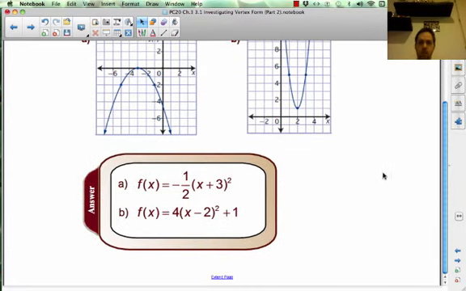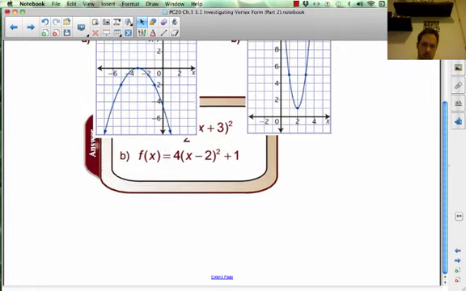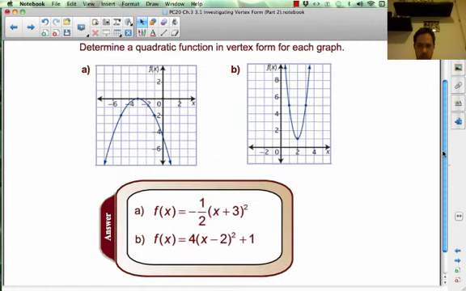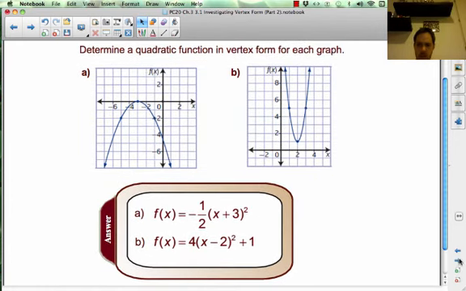All right, welcome back. There are your two equations. Hopefully you were able to come to the same conclusions. If you weren't, comb back through your work, try to diagnose your error, and see if you can correct it.